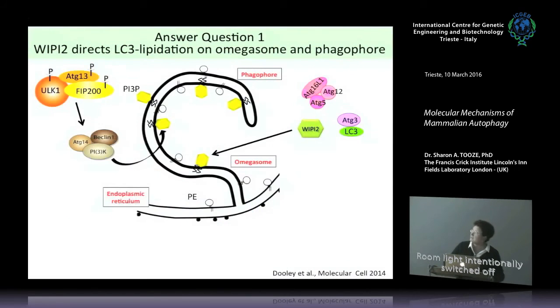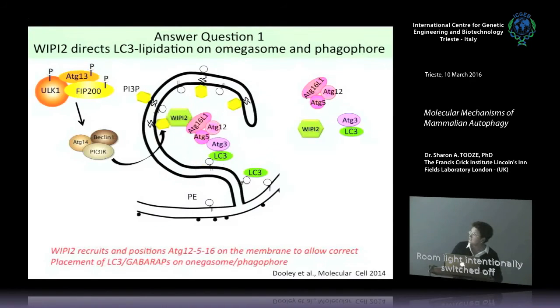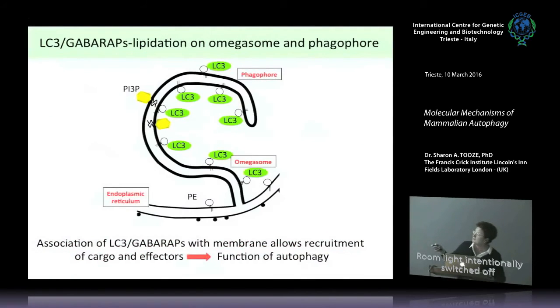To answer the question, what we think is that WIPI2 directs LC3 lipidation. This is very important for driving phagophore formation. You want the LC3 to go to the right place so it can capture vesicles and close the phagophore. If you have the PI3P there, WIPI recognizes it and interacts with the E3 complex to allow recruitment of the E2, ATG3, which is involved in lipidation, to the PE, and then lipidation. This goes on and on until you have an omegasome and a phagophore decorated by LC3. This LC3 will then allow recruitment of the cargo and effectors, and that's the function of autophagy.